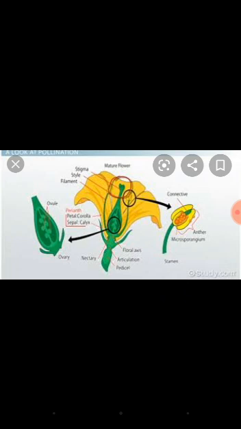Now let us look at the diagram of pollination. We can see that this is a mature flower. We can see the stigma, style, filament, ovule and more parts of it.